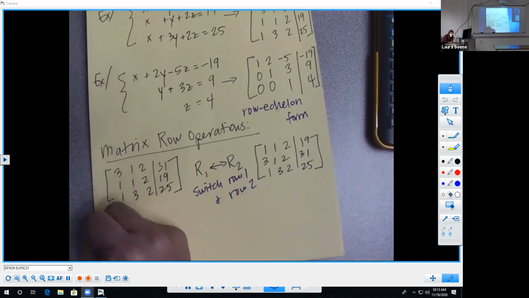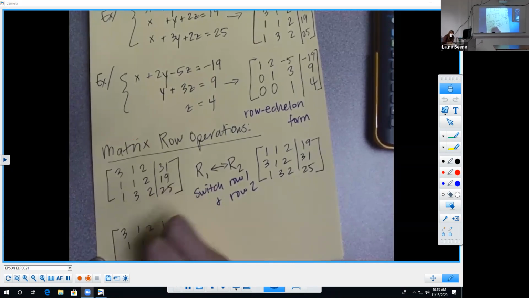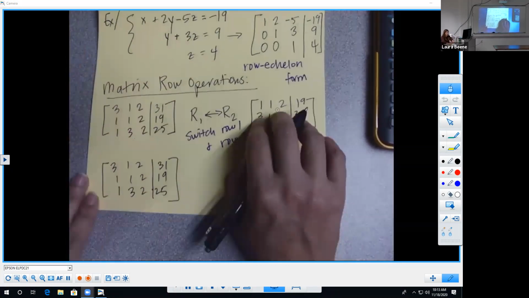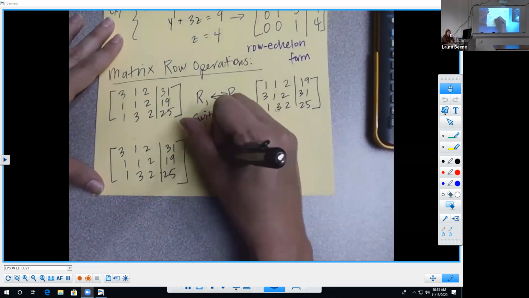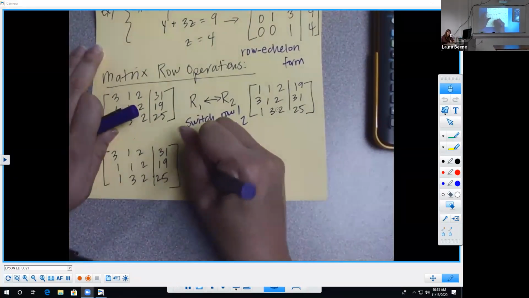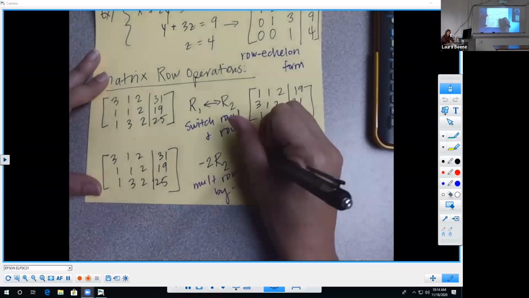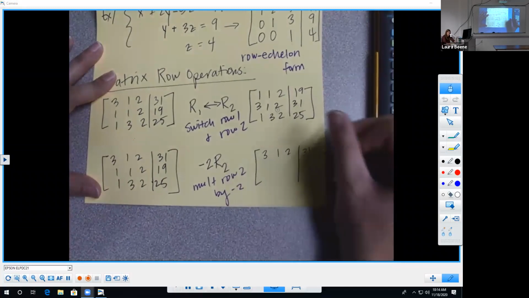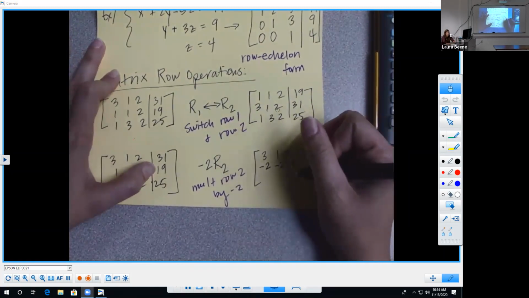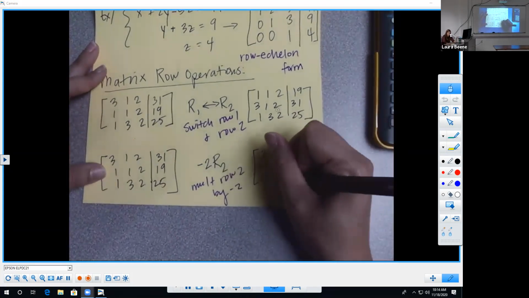So, for example, if I have that original matrix, 3, 1, 2, 31; 1, 1, 2, 19; 1, 3, 2, 25. This time I'm going to do -2 times row 2. So all that means is I'm going to multiply everything in row 2 by -2. So row 1 stays the same: 3, 1, 2, 31. Row 2 is now -2, -2, 2 times -2 is -4, 19 times -2 is -38. And then row 3 stays the same: 1, 3, 2, 25.